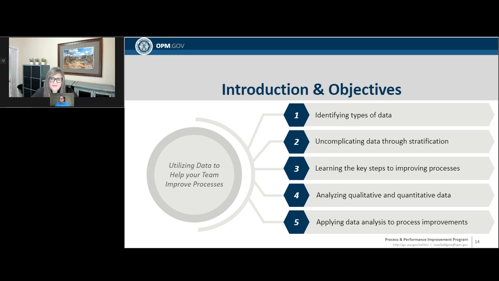And then actually moving into learning some key steps and some of the key methodologies that we use for improving processes and how we can pull data into those steps and those elements. Then we'll move into a bit more of a deeper dive into the qualitative and quantitative data, as well as how we apply the data analysis to our actual process improvements and how we can leverage that available data or design projects and research around what types of data we may be able to utilize to then make those informed decisions.